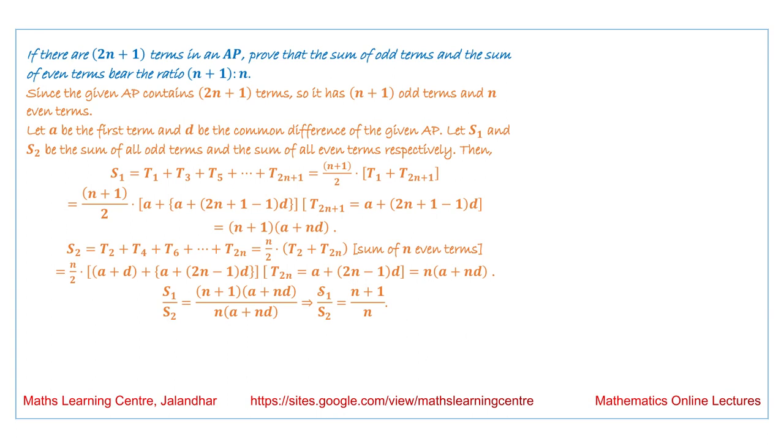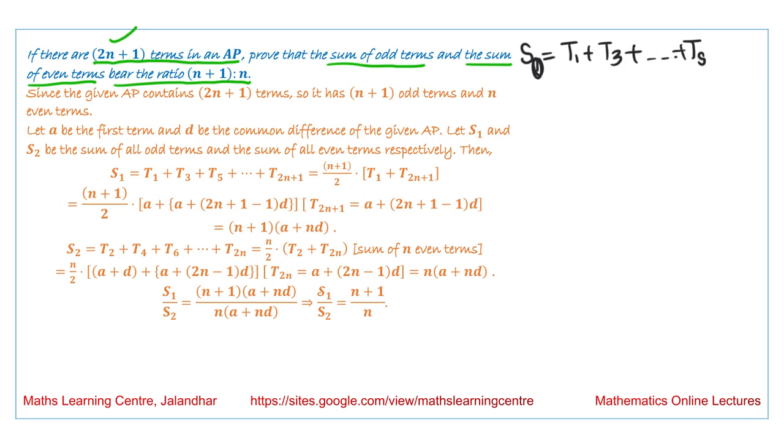Next is, if there are 2n plus 1 terms in an AP, prove that the sum of odd terms and the sum of even terms bear the ratio n plus 1 is to n. So the number of terms we have is odd. Suppose we write the sum of odd terms as SO, it is T1 plus T3, and so on up to T2n plus 1, and the sum of even terms we write SE, that is equal to T2 plus T4, and so on up to T2n.